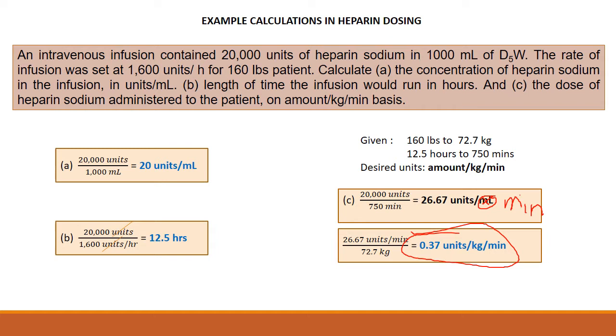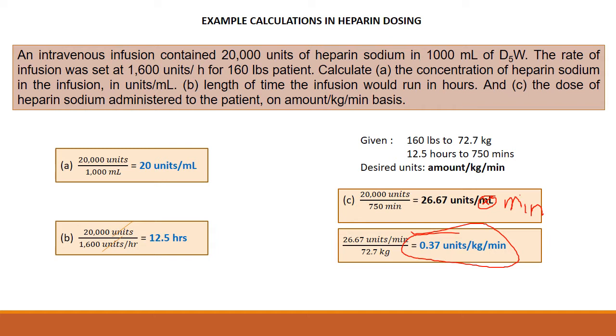Okay, so remember that we still have to use the 20,000 units in general. So 20,000 units over 750, which is your minutes, then what would our answer be? This would be minutes. Okay, so we have 20,000 divided by 750 minutes. So our answer would be 26.67 units per minute.